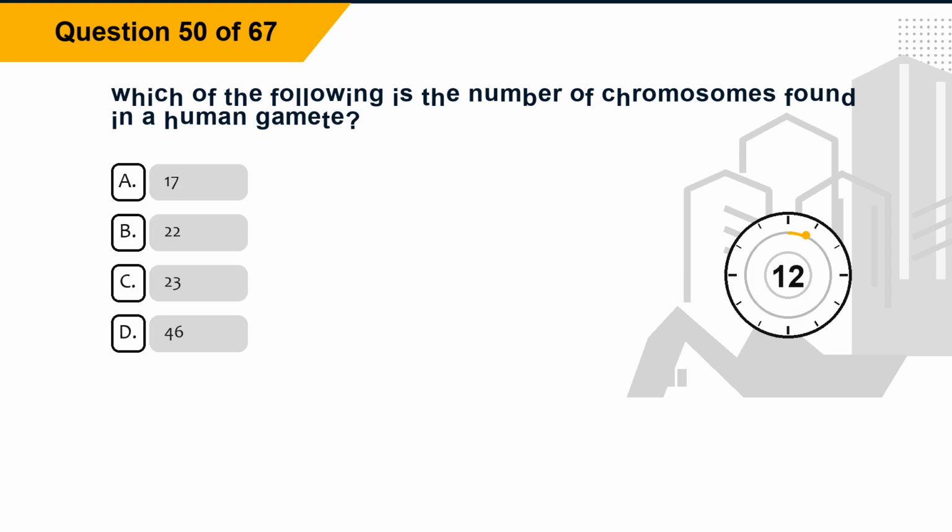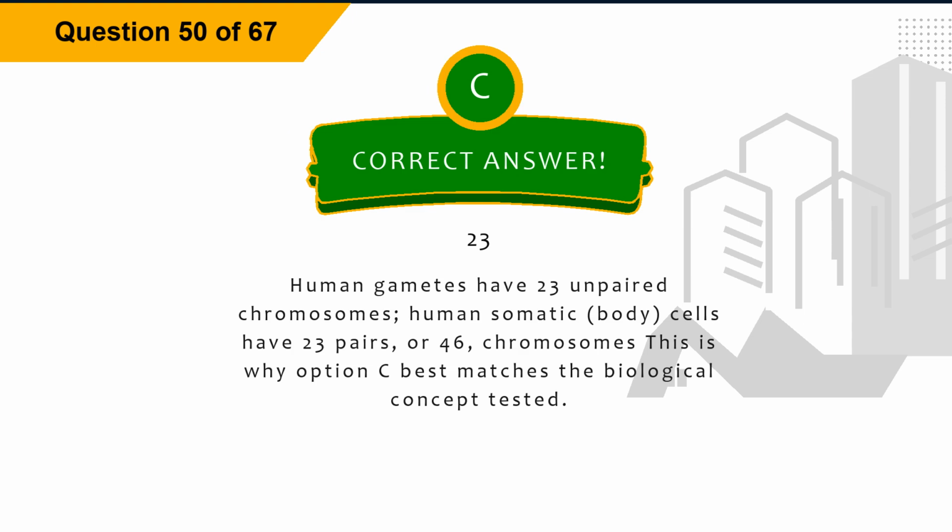Question 50. Which of the following is the number of chromosomes found in a human gamete? Option A. 17. Option B. 22. Option C. 23. Option D. 46. The correct answer is option C.